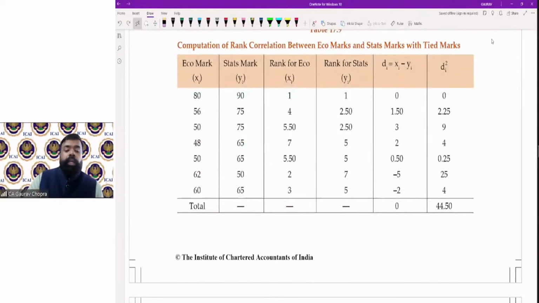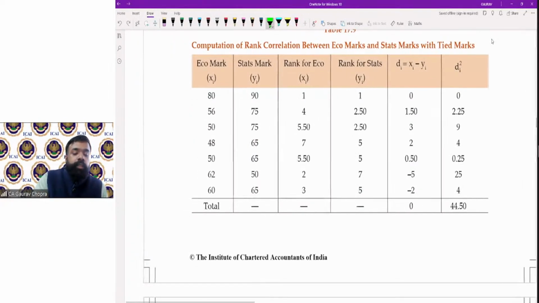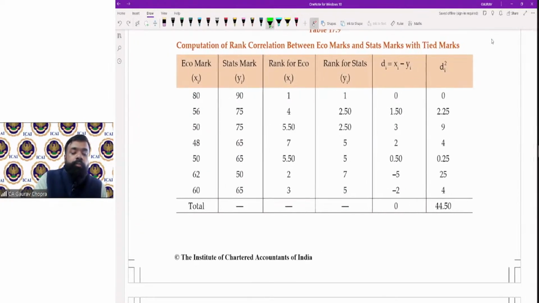So marks in economics and marks in statistics, variable x and variable y. So first we check out x. First rank will be given to which one? 80. 80 is having the first rank.